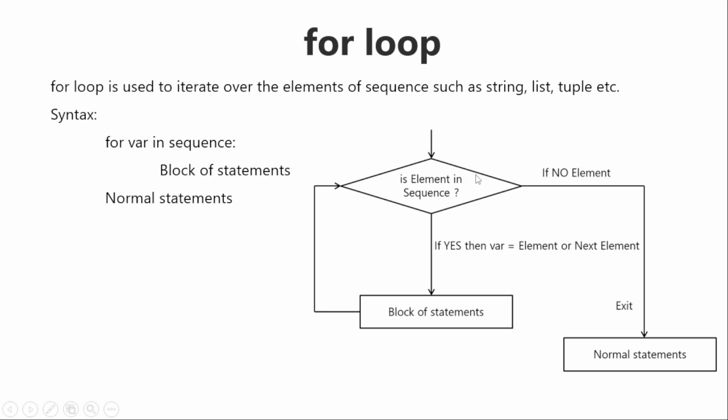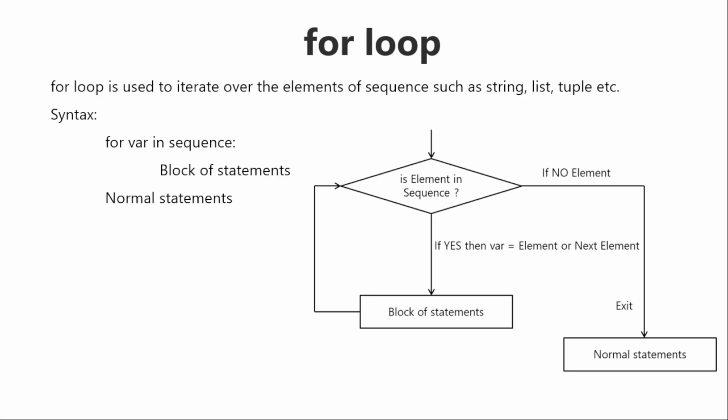Now let us move on to the second iterative statement. It is known as the for loop. The for loop is used to iterate over the elements of a sequence such as strings, lists, tuples, etc. The syntax is: for var in sequence. If this condition is satisfied, then the block of statements will be executed, and the rest of the normal statements will execute after the completion of the for loop execution.